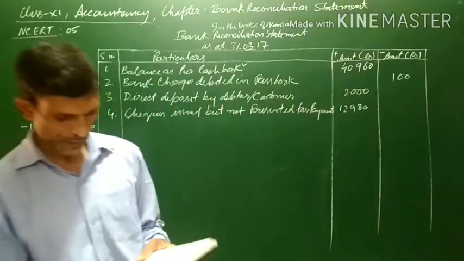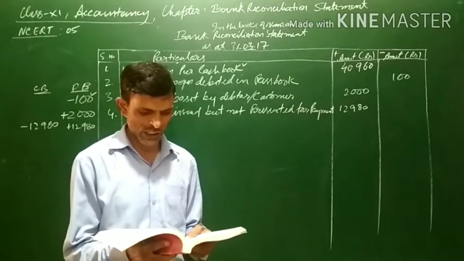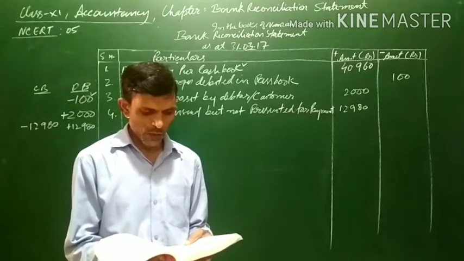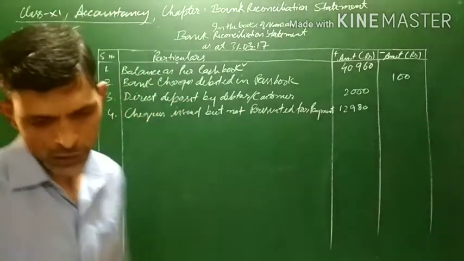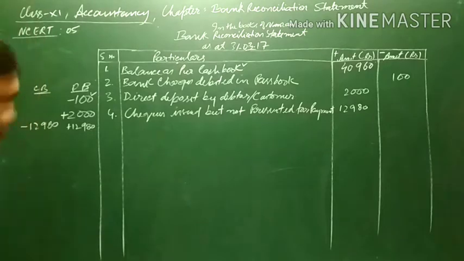Now the next transaction. A bill for 6,900 discounted to the bank is entered in the cash book without recording the discount charge. A bill of 6,900 and the discounting charge is 800.